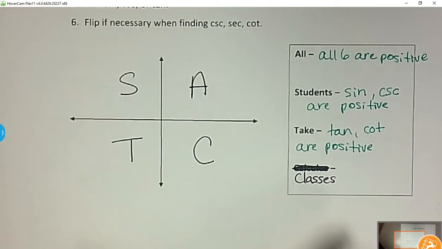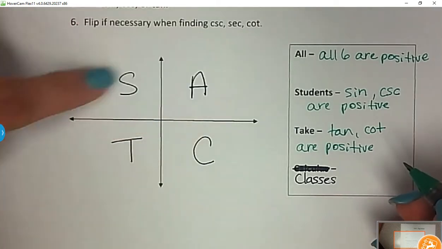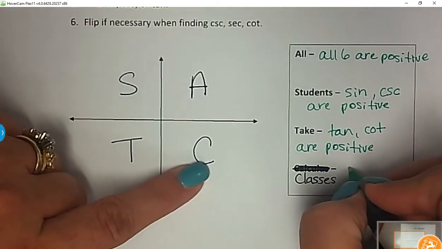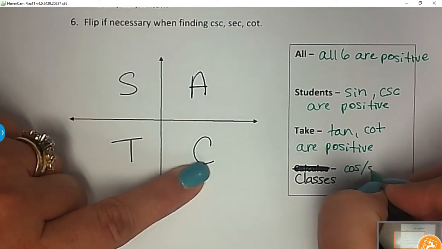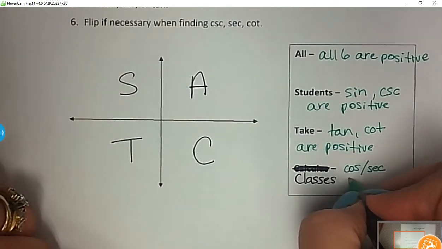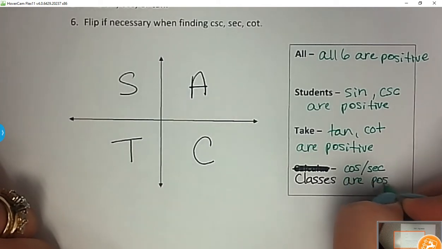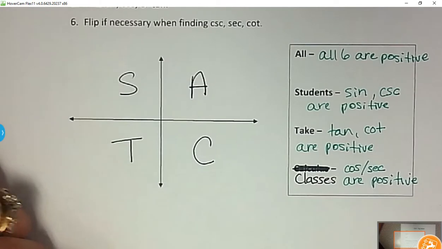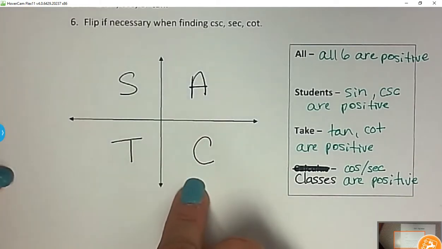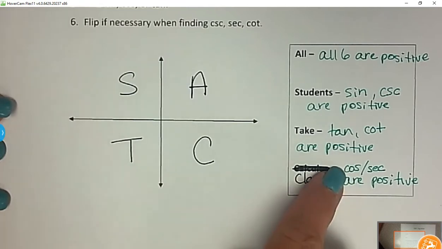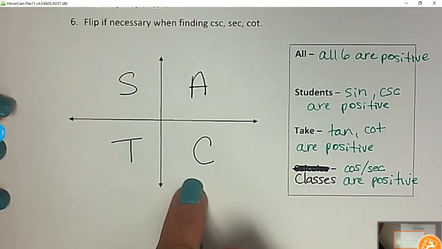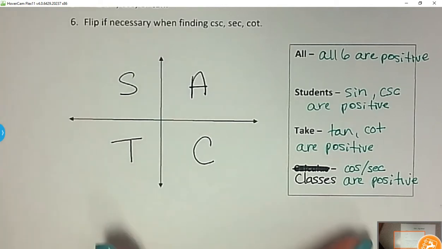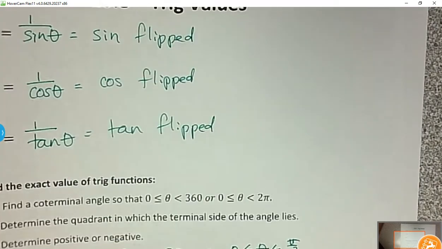So now, last down here, classes. All students take classes. That C stands for cosine, and its reciprocal, that is the secant. Those two are positive. So if we're talking about 300 degrees, it's about here, and I ask for the sine of 300, it's going to be negative. The cosine of 300 will be positive. The tangent of 300 will be negative, and so on. So now we're ready to try a few problems together.